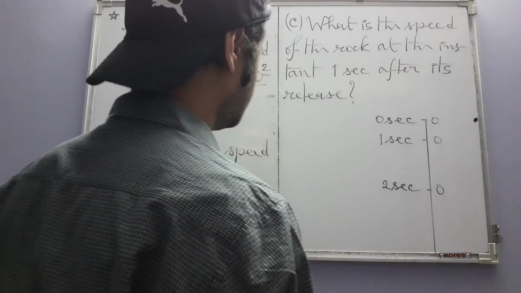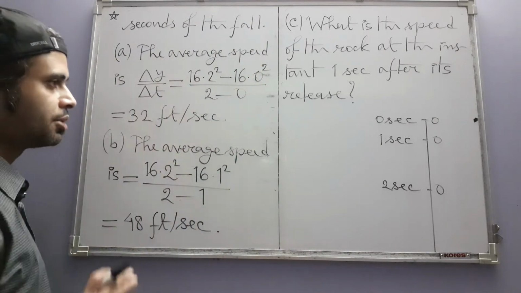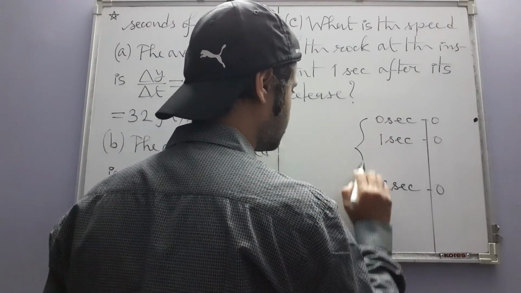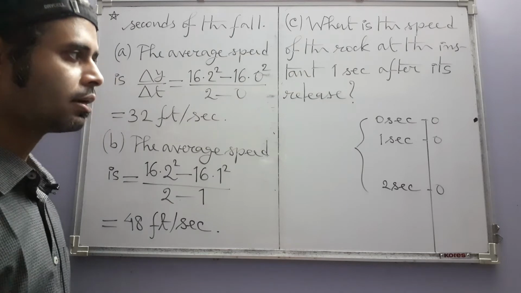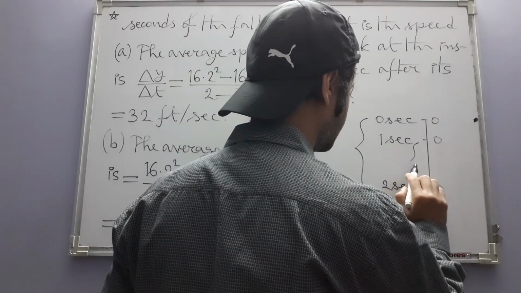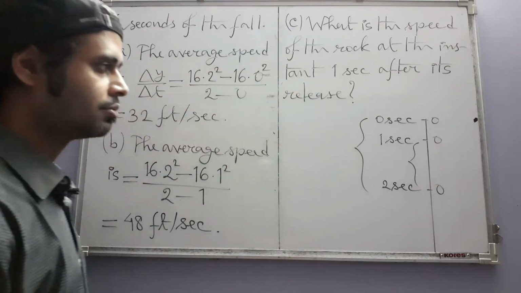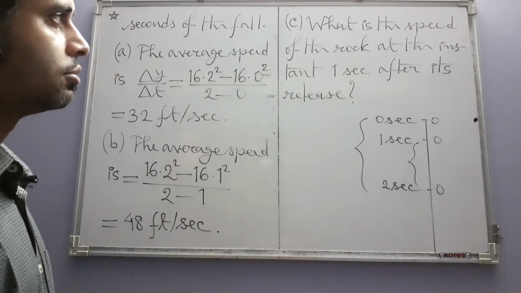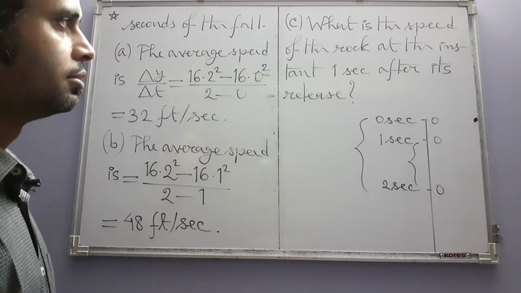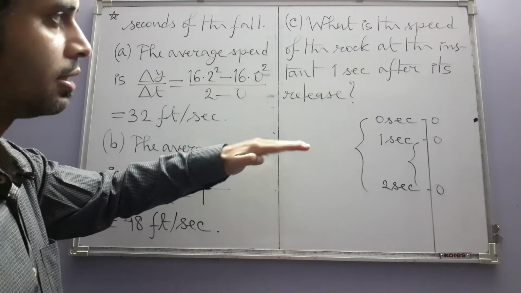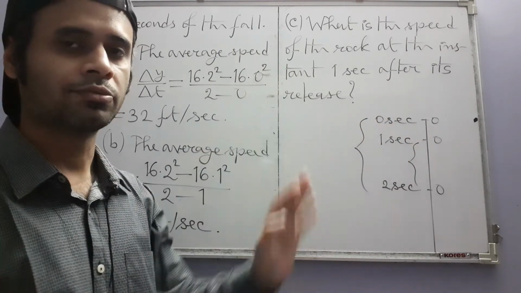Okay, so the first average speed that we calculated is in this interval, in this 2-second length interval, and the second average speed we calculated is in this interval. But here, however, we are being asked to calculate the speed at the instant 1 second, at that time instant after the release of the body.